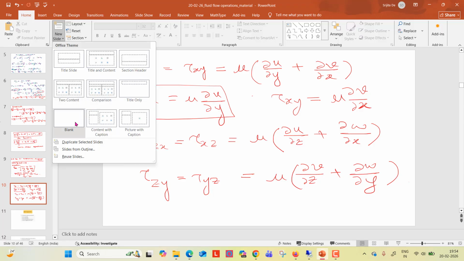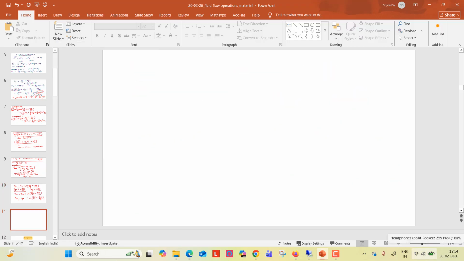How the diagonal components are coming. So tau xx is defined as minus p minus 2/3 of mu into divergence of velocity plus 2 mu del u del x. So this is the expression of tau xx in general. And if you consider this is an incompressible fluid, it will lead to minus p plus 2 mu del u del x.